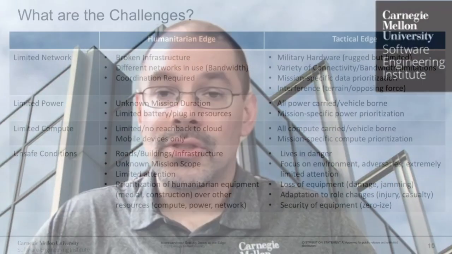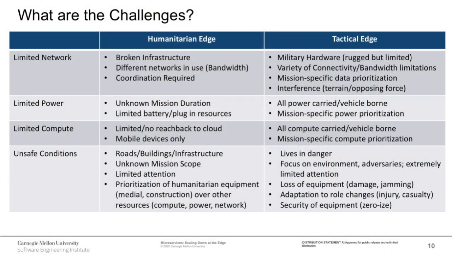All right, so having discussed both types of edge environments, we can categorize the challenges into 4 primary concerns, which I've broken down into network, power, compute, and conditions. The challenges for each type of edge environment are different for each category, and this table will give you a good overview of what we've discussed over the last 2 slides.